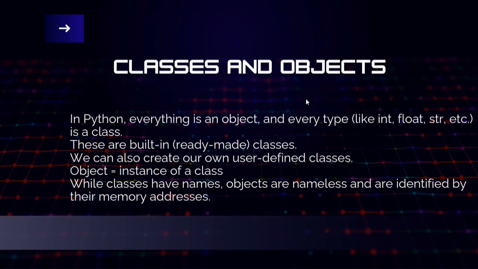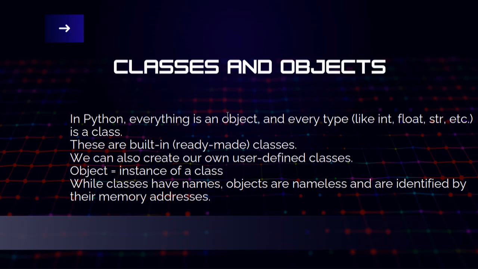Classes and objects. In Python, every type is a class. So, int, float, complex, bool, str, list, tuple, set, dictionary are all classes. They are ready-made classes. Python also permits us to create user-defined classes. An object is created from a class.